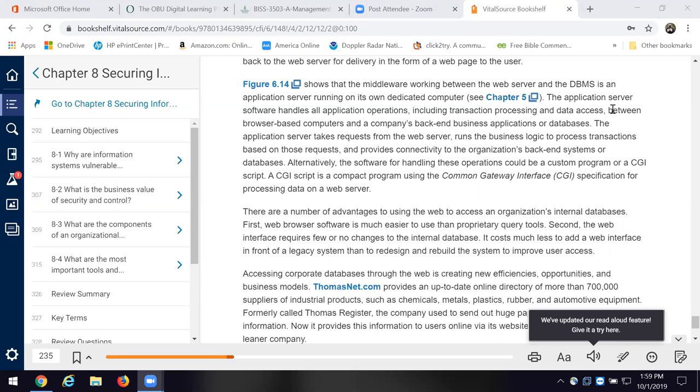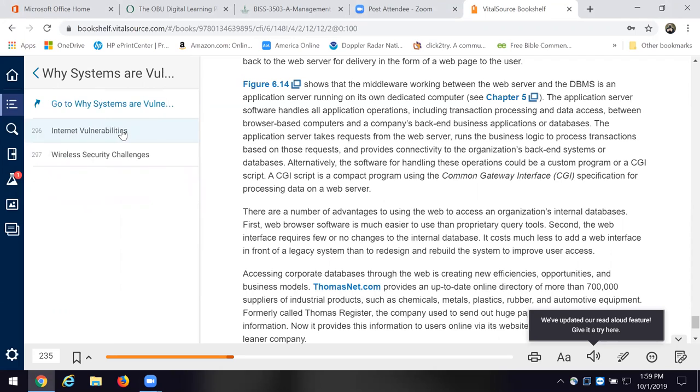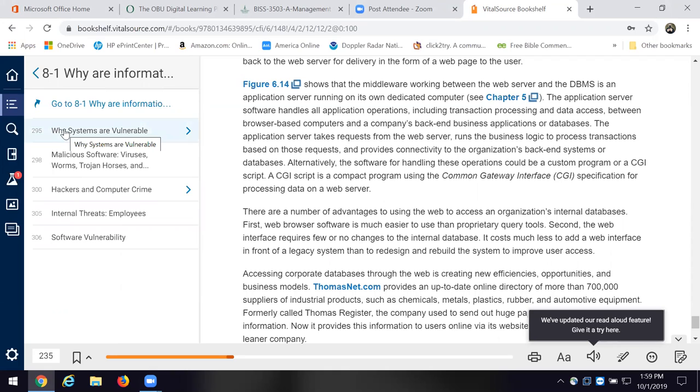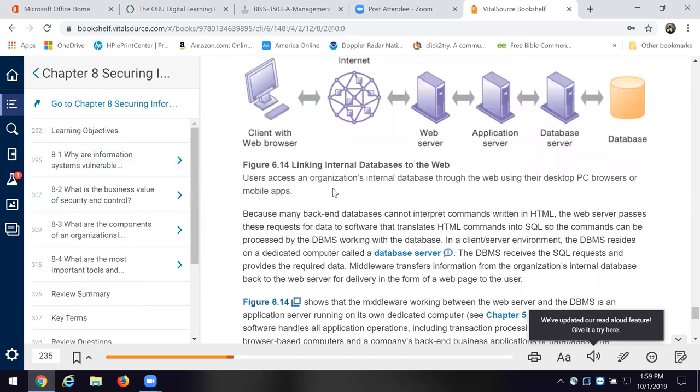First of all, we're going to look at the question, why these systems are so valuable. Okay? And so let me take that back here. Why they are vulnerable. Not valuable, but vulnerable, excuse me. And we'll pop over here to 68. This shows you a basic diagram or schematic of how we link a database to the internet, to the World Wide Web. And you'll notice here you've got several entry points.